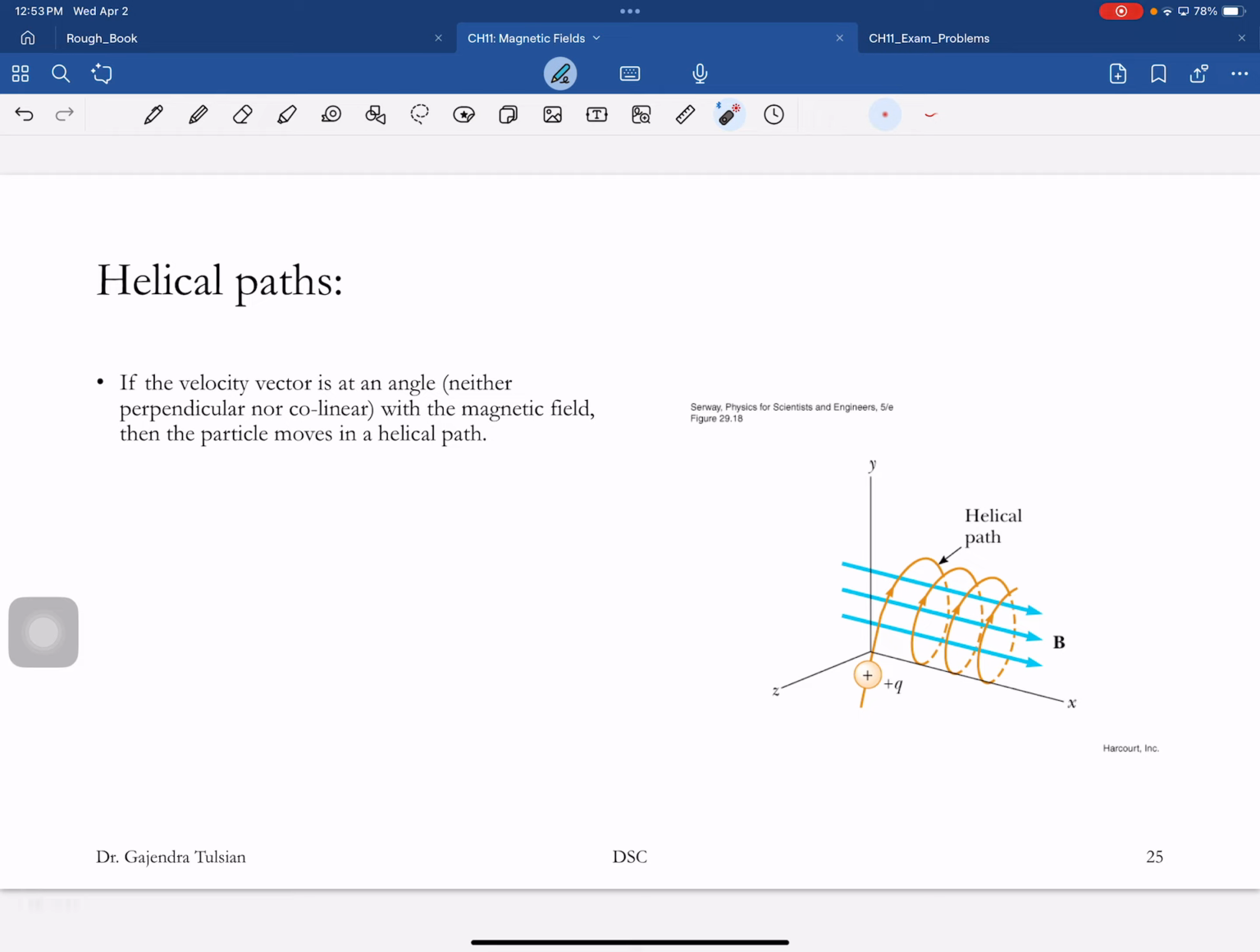All right, so if you throw the particle not perpendicular to the field but with an angle, this component of the velocity is unaffected by the magnetic field. Remember, components of velocities parallel to the field are not affected. Only the perpendicular component gives a circular orbit. So the net effect is a spiral, a helical path.